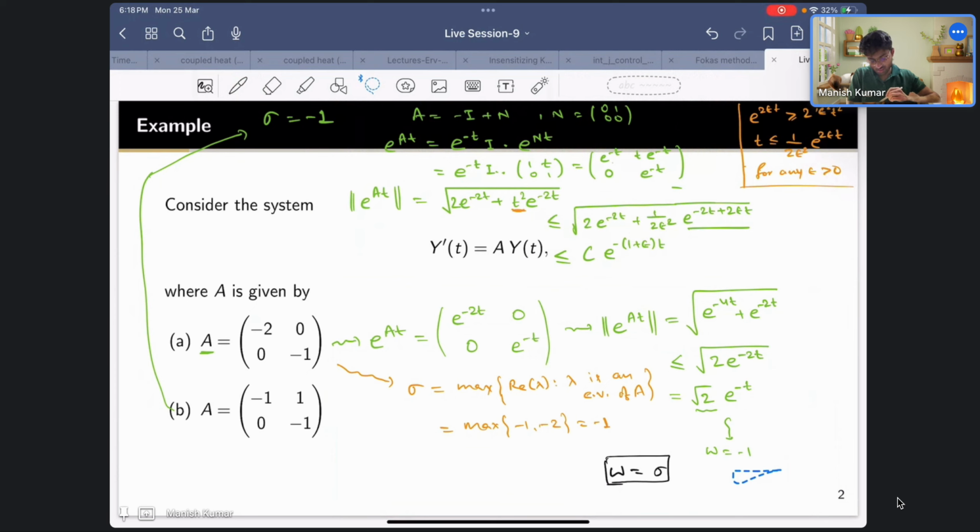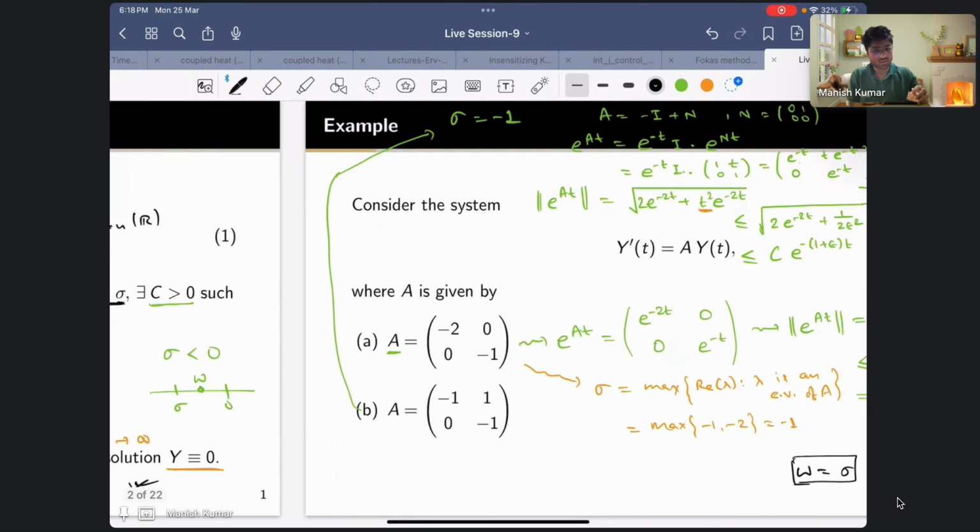But in this case, which is written in Jordan canonical form, you will get this kind of term. So over here you can say that omega is strictly greater than sigma. Okay, so this was about the decay rate and some examples.